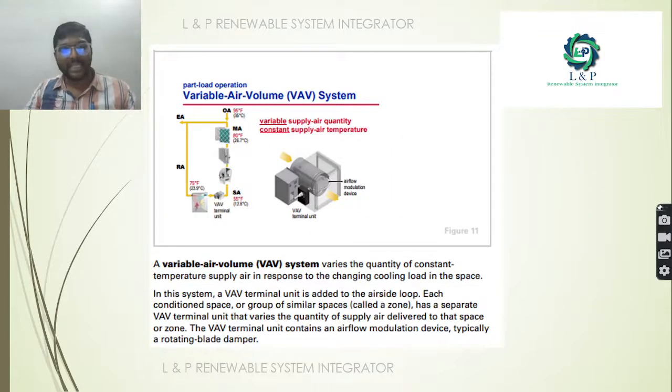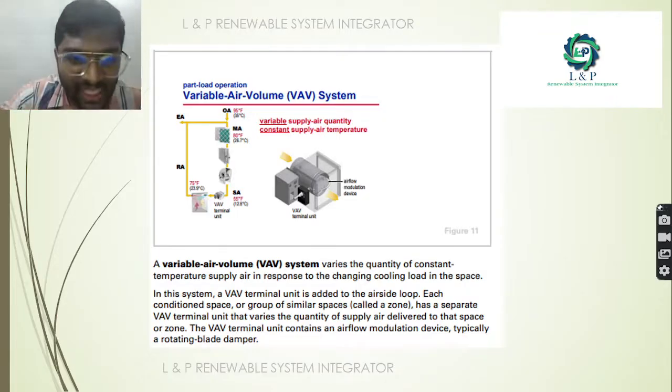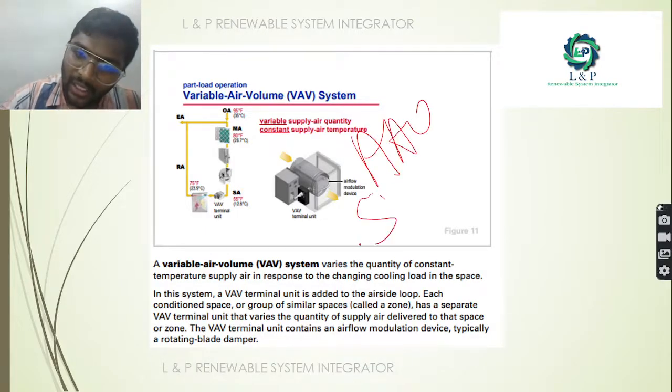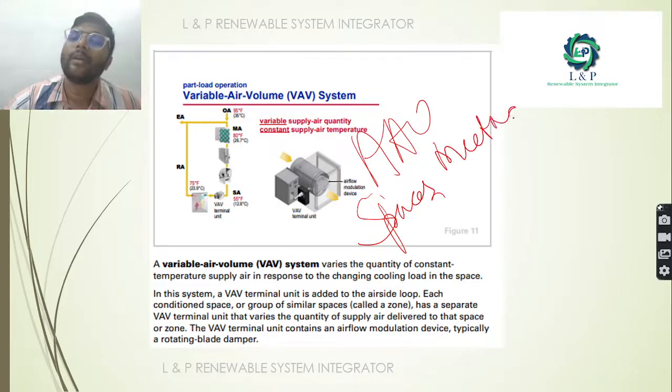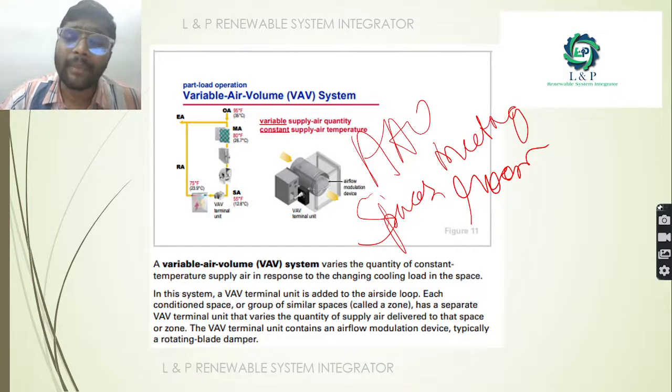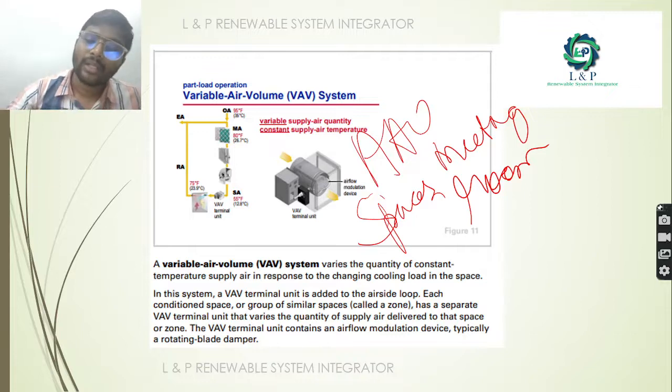Next most important thing is the variable air volume unit, the VAV system. As you can see here, even though we might use air handling units for big spaces and meeting rooms, it doesn't mean that the AHU will have only dampers alone, or the supply side alone, or the supply fan alone.